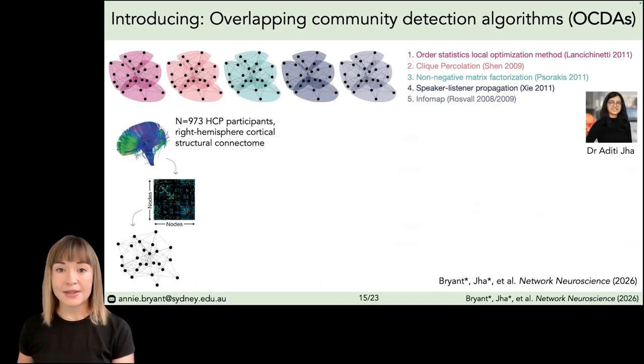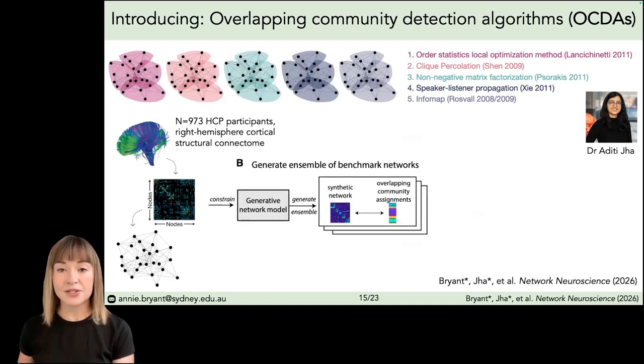And so together with co-first author Dr. Aditi Jha, who I mentioned at the start, we aimed to address this gap through a systematic algorithmic framework centered on the right hemisphere structural connectome, summarized across 973 participants in the Human Connectome Project dataset.